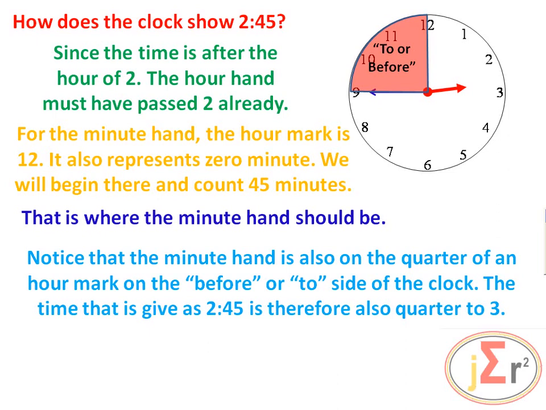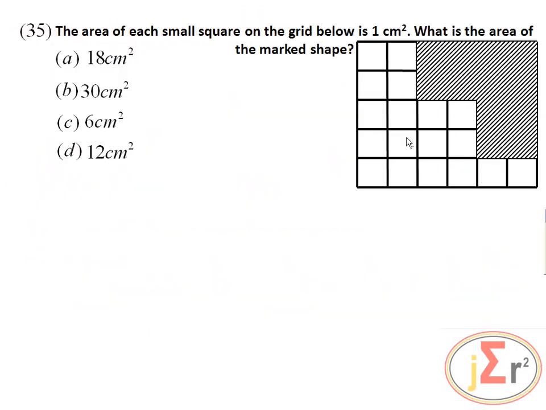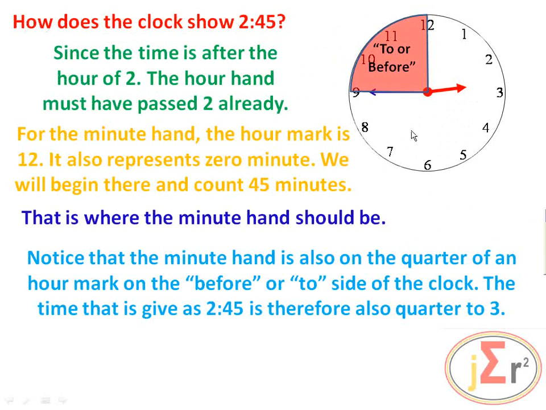So the time that we have is 2:45, and the minute hand is on a quarter of an hour to the hour. So the time that is given is 2:45, and it's also quarter to 3. Because notice that it is on the 2 side, and it's a quarter of an hour, which is represented by this minute hand being on 9. So it is a quarter to the hour.